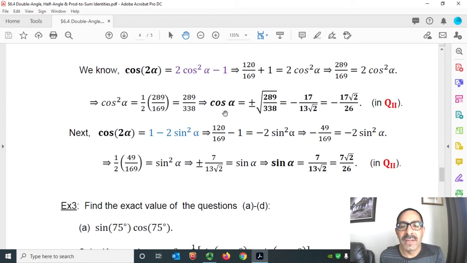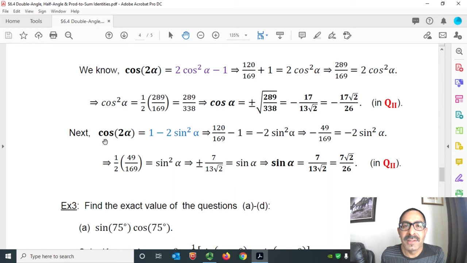And since we are in the second quadrant, our cosine alpha is negative, so let's pick the negative value. Then radical 289 is 17, radical 338 is 13 times radical 2, and to avoid the radical in the denominator, multiply by radical 2 on top and bottom. Then it turns out that cosine alpha equals negative 17 times radical 2 all over 26. I hope this makes sense to you. One more time, I picked minus because cosine alpha is negative in the second quadrant.